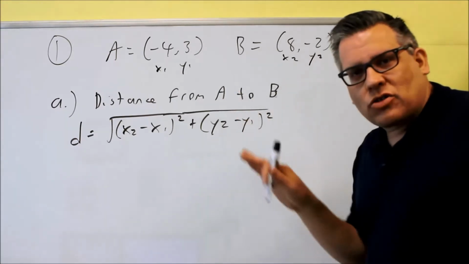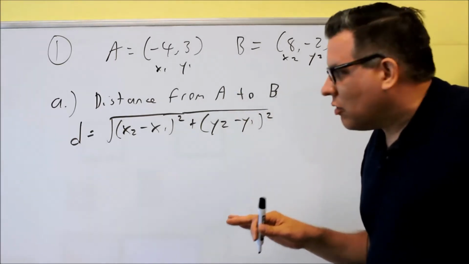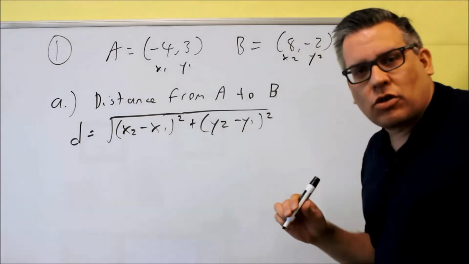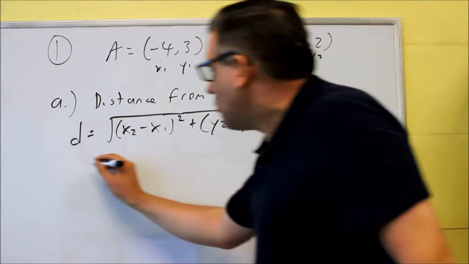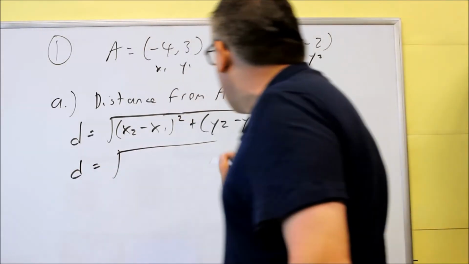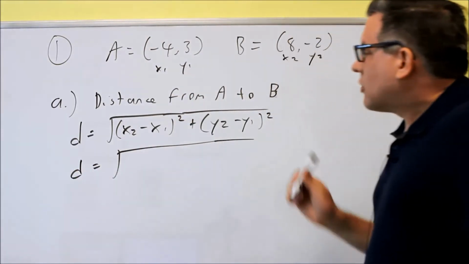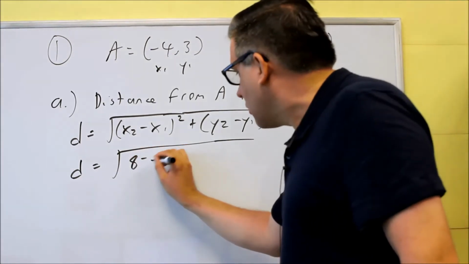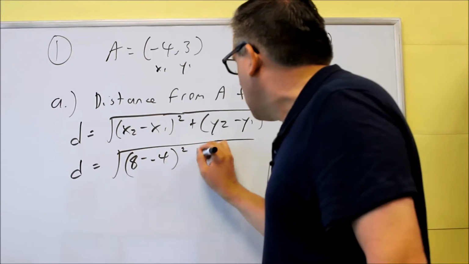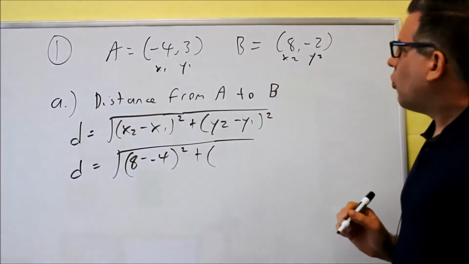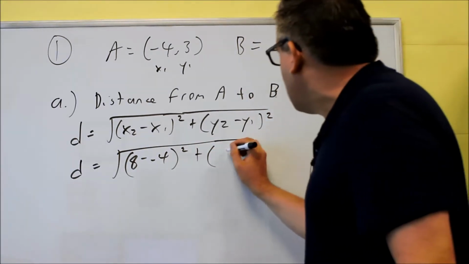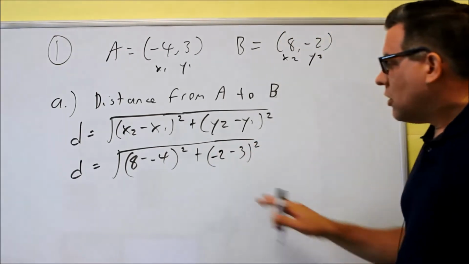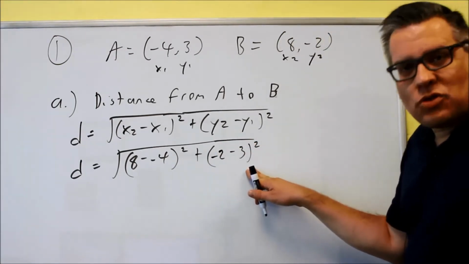And you want to simplify these square roots as much as possible. So if it comes out to an even number, that's fine. If not, then you want to try and break down the square root as much as possible. So for this case, let's put in the numbers. x2 minus x1, we have 8 minus negative 4 squared. And then we have y2 minus y1, so we have negative 2 minus 3 squared. And we have everything substituted into the formula.